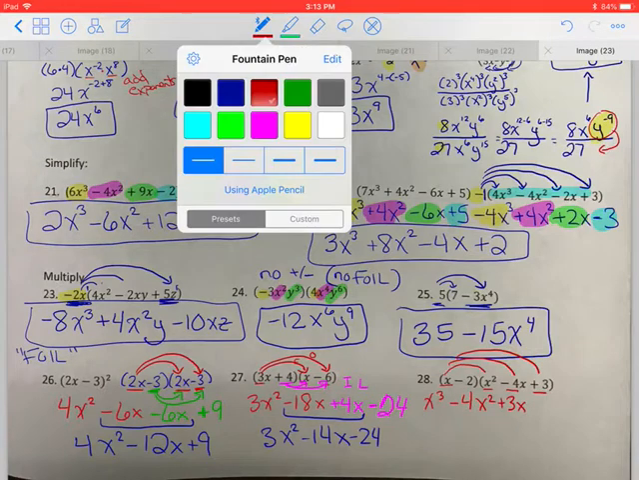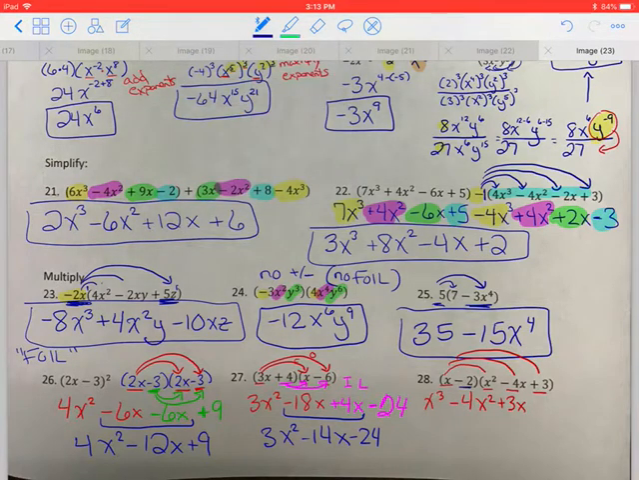Then I'm going to go back. I'm going to take the negative 2, and I'm going to distribute it to all 3 parts. So that will give me a negative 2x squared. Notice a negative times a negative will make a positive 8x, and then a minus 6.